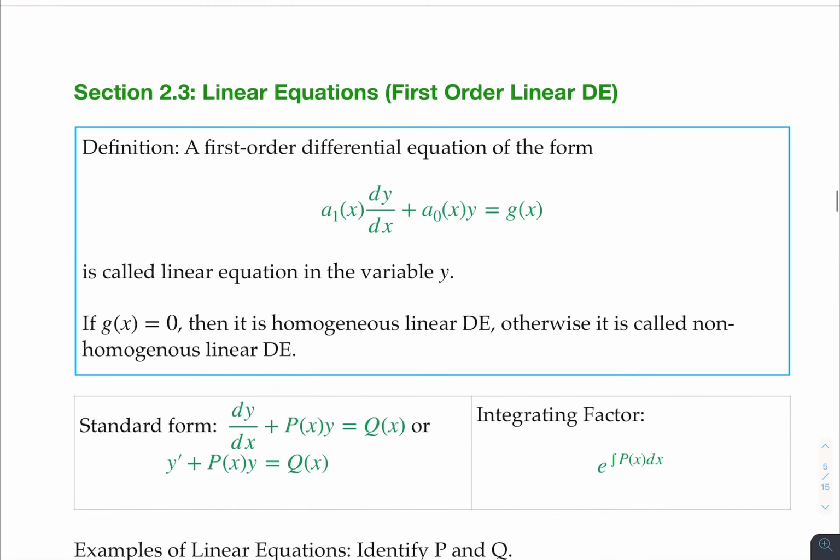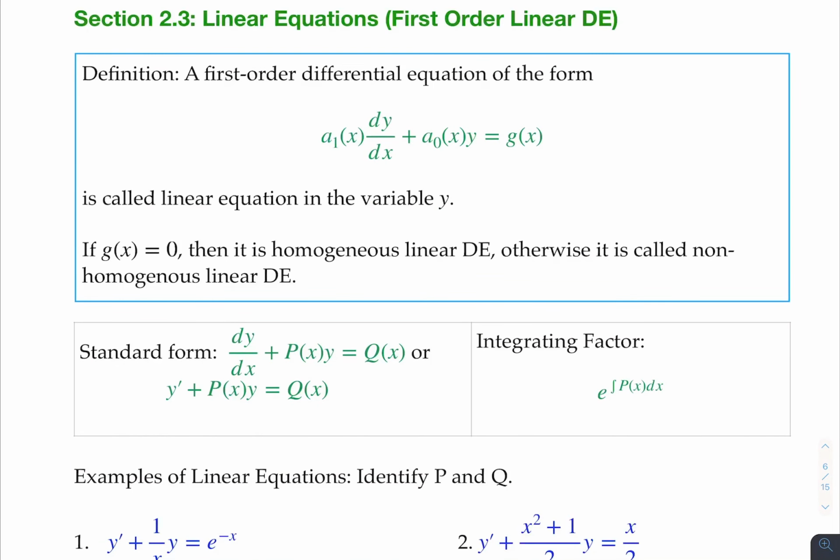In this section on linear equations, let's take a look at how to solve first order linear differential equations. What is a first order linear differential equation? It is something that looks like this: you have a dy over dx multiplied by a function of x, and you have a y multiplied by a function of x, and then you have a g of x. This is called a first order linear differential equation.